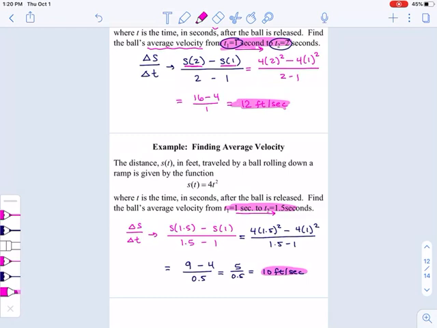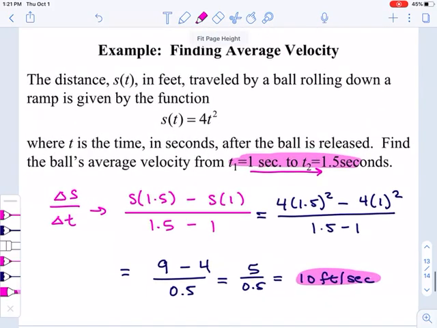So if you think about a ball as it is rolling down this ramp, it's going to be picking up speed. So the speed is going to get faster. From 1 second to 1.5, it was only going 10 feet per second. Once we got from 1 to 2 seconds, it's going 12 feet per second. It's just showing you that as that ball is rolling down that ramp, it's going to pick up speed. It's going to have a faster pace the longer it travels down that ramp.